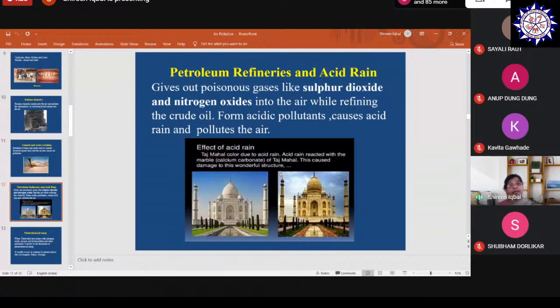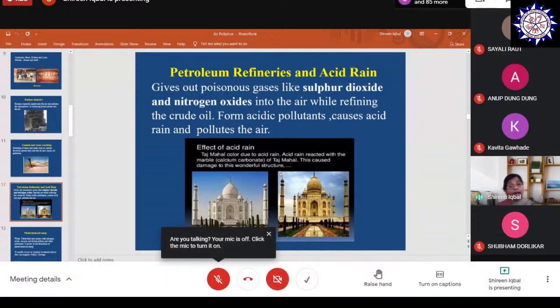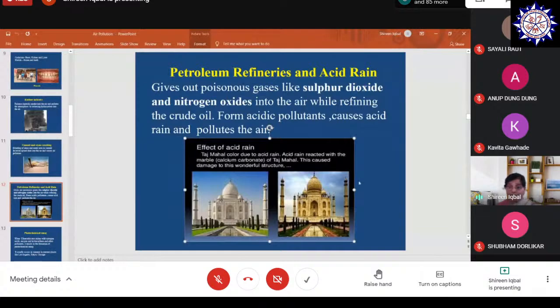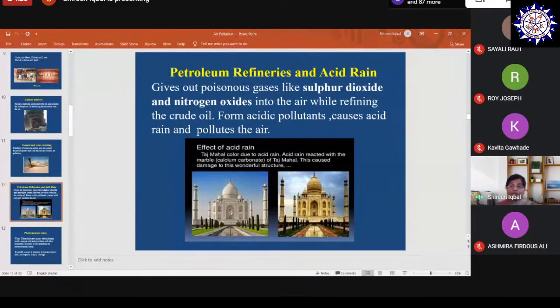This acid rain not only affects living organisms, but also affects buildings and monuments. Here you can see in the picture, this is the picture of Taj Mahal, original picture. Previously, it was white, but now due to this acid rain, you can see the vast differences in it. Now it has become yellowish black in color. So its treatment is still going on by the government just to improve it.